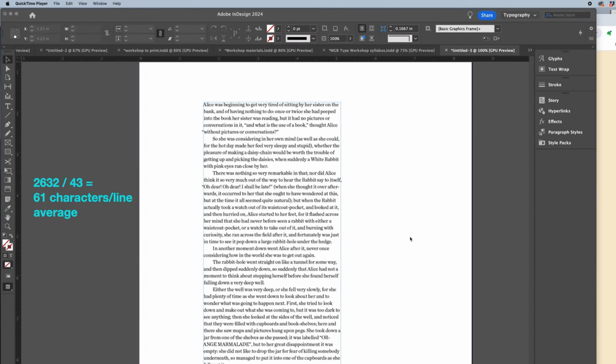And if you remember that the sweet spot is anywhere between 40 and 60, 61 is not a problem. It's still well within that range. So this is a nice width to line to character count relationship.